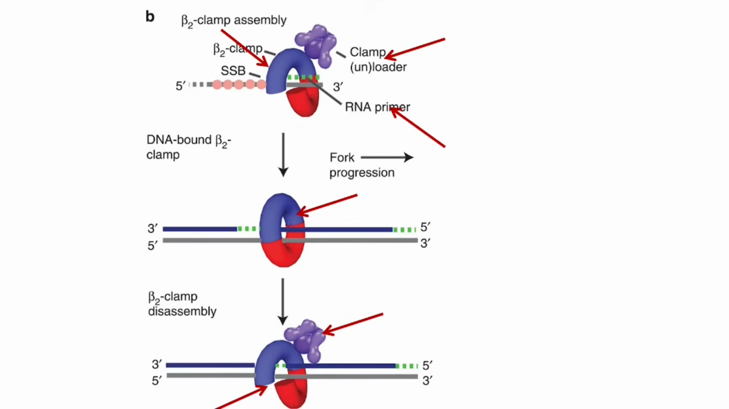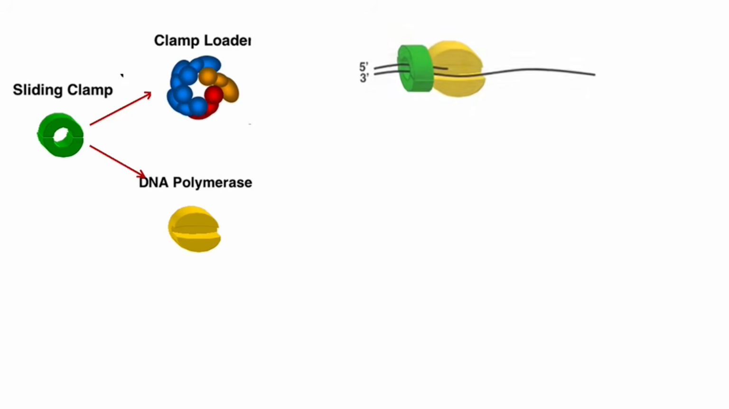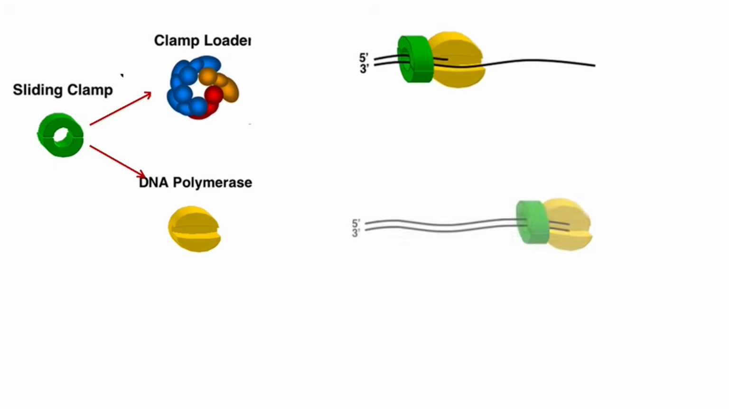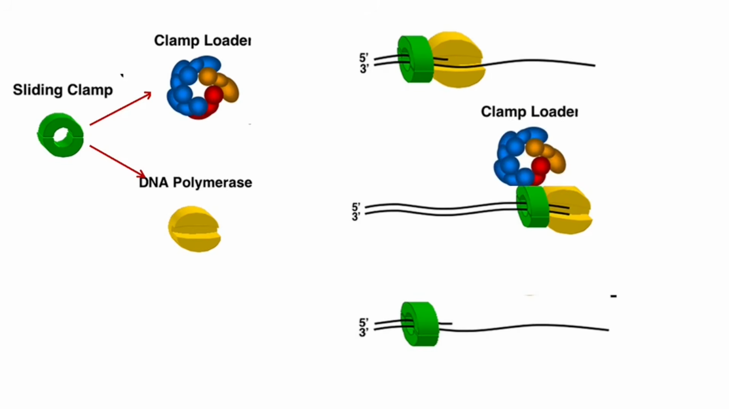Thus, the beta clamp interacts both with the core polymerase and the gamma complex. So let us try and understand this. The beta clamp can interact with both the core polymerase and the gamma complex, that is the clamp loader. It must associate with the core during synthesis of DNA to keep the polymerase on the template. Then it must dissociate from the template so that it can move to a new site on the DNA where it can interact with another core to make a new Okazaki fragment.